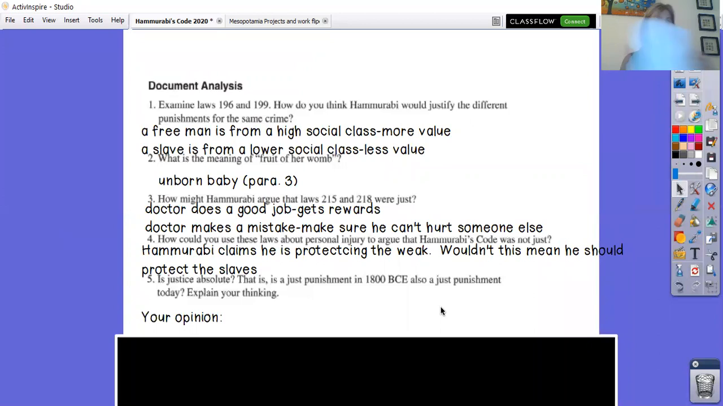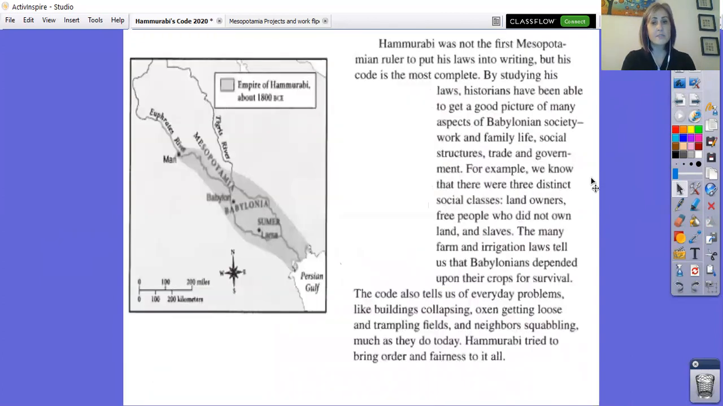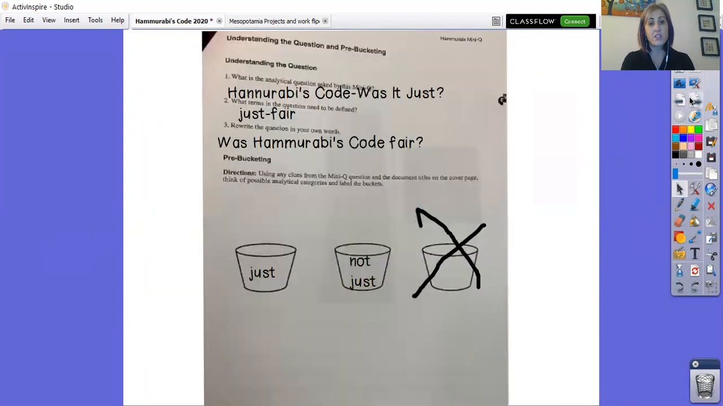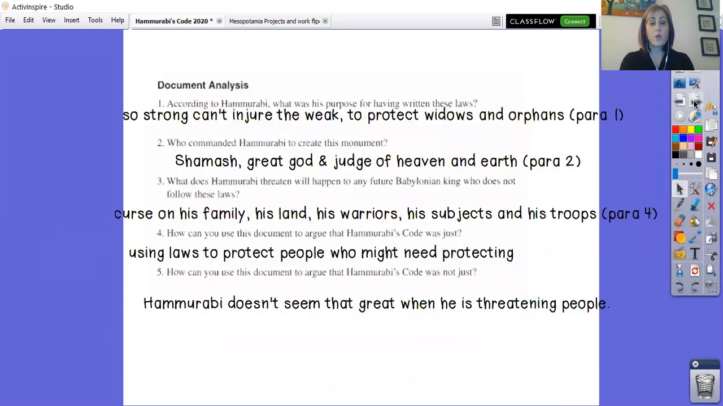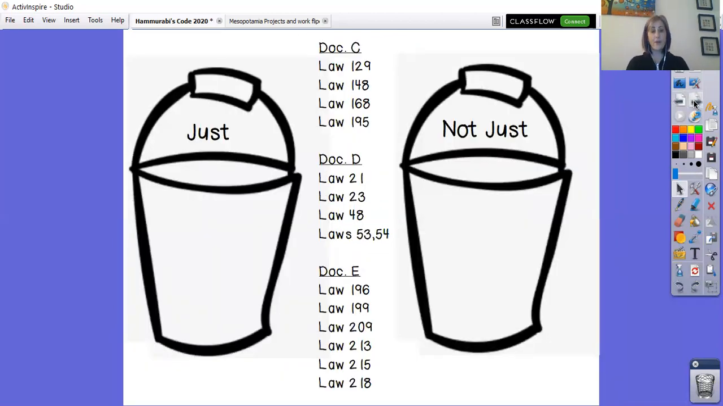Third step, on your packet, at the back, there is this blank sheet of paper. I forgot to print it out. But this is where we're going to go back to our buckets. If you remember, at the beginning we made 2 buckets. Our laws were either going to go into the just bucket or the not just bucket. And so that's what we're going to work on now. We're going to look at documents C, D, and E. And on that blank sheet of paper, you are going to draw 2 buckets. So I have my little pen, I'm going to draw 2 buckets.